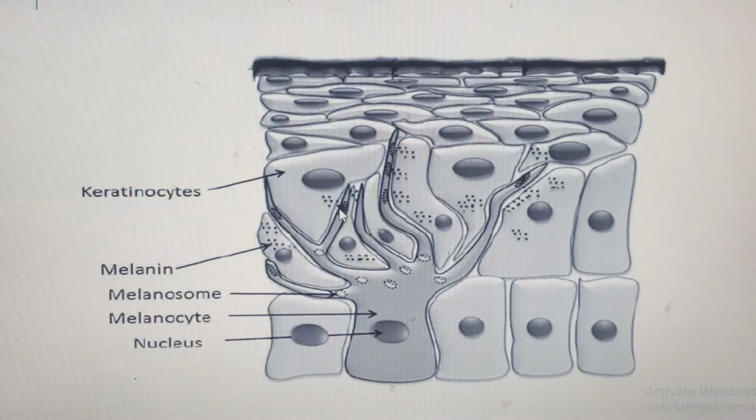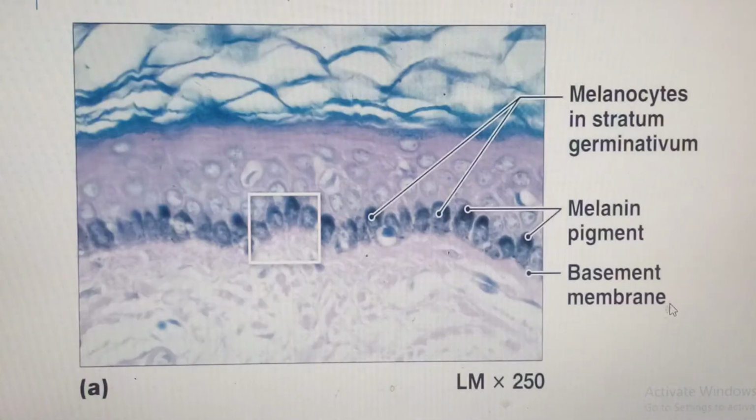So upon release of this melanin, it will get to the areas where we have the keratinocytes, conferring that kind of dark color to the skin. So that is what we call the melanocyte. If there is cancer of it, we call it melanoma, for instance.